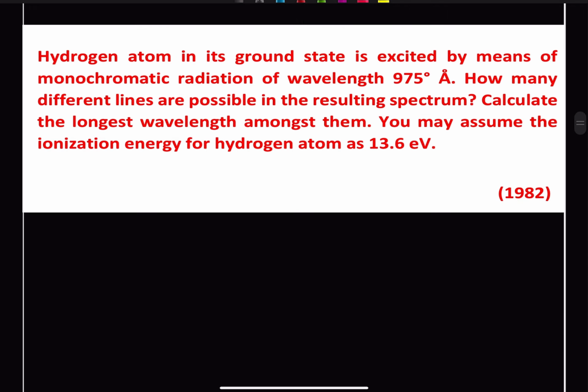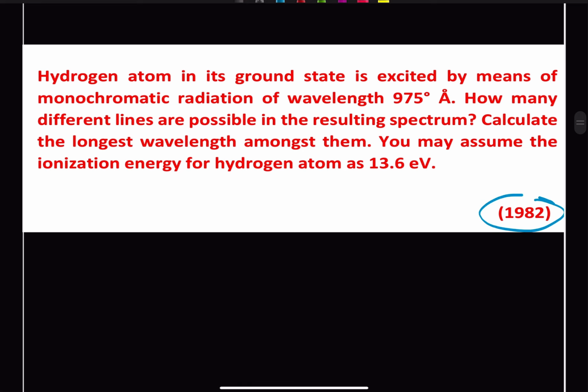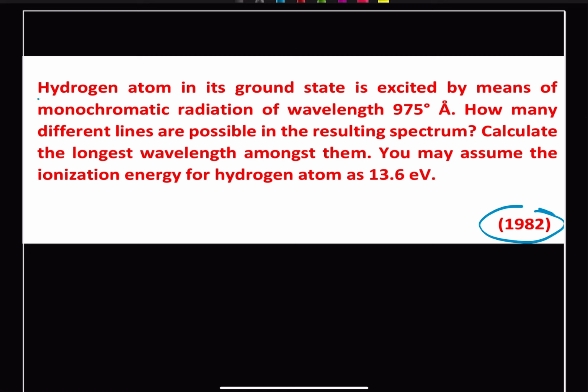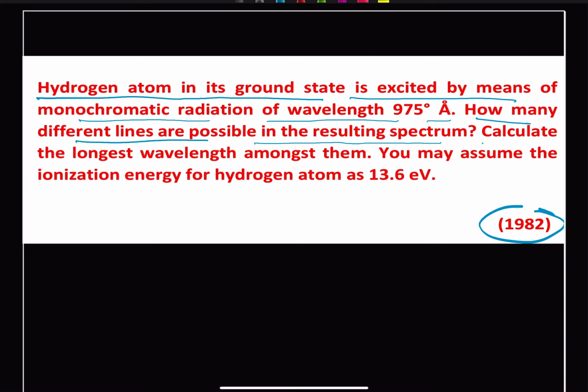Next question. It was asked in the year 1982, and it states that a hydrogen atom in its ground state is excited by means of monochromatic radiation of wavelength 975 angstrom. How many different lines are possible in the resulting spectrum? Calculate the longest wavelength amongst them. You may assume the ionization energy of the hydrogen atom is 13.6 electron volt.